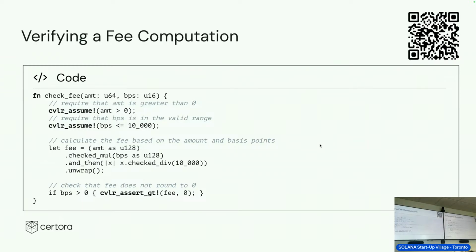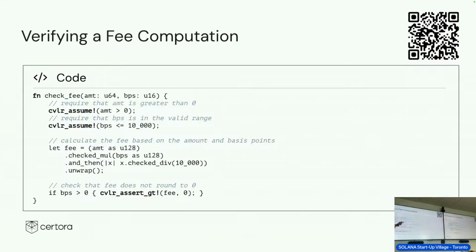Maybe I just want to give you a few examples. Armin will give you more. So see, this is a very simple function called check fee. You see that we add this bold, these are the spec here, okay? So CVLR assume is like a require. It's making some assumption about the input.